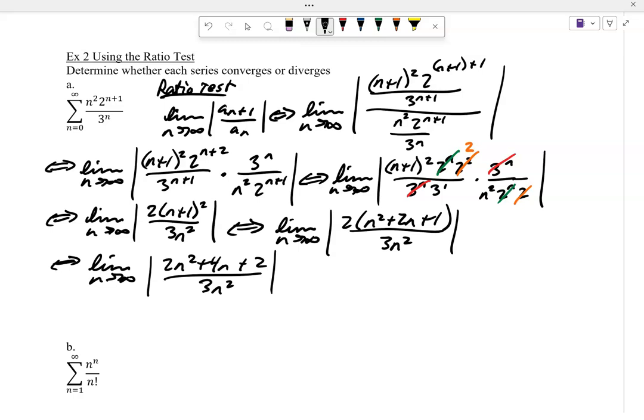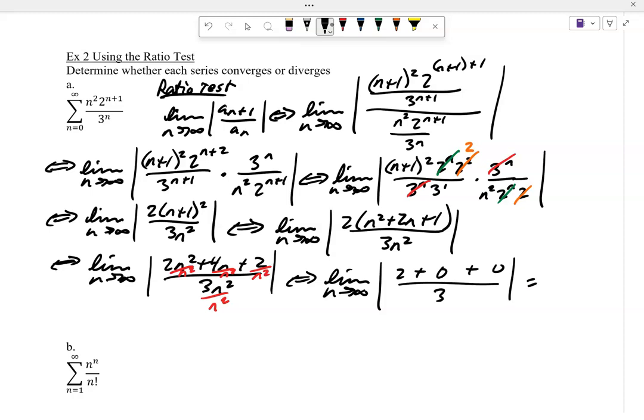Now if I divide everybody by n squared, then I've got 2 plus 4n over n squared, that'll be 0, plus 2 over n squared, that'll go to 0, over 3. So I'm just left with 2/3, which is again less than 1, so I know that it converges again. Therefore, by ratio test, the series converges absolutely.